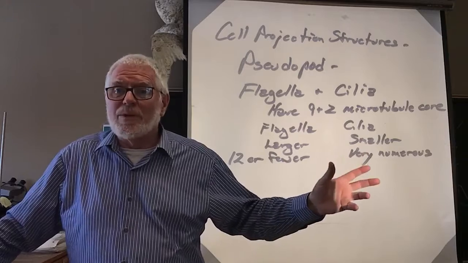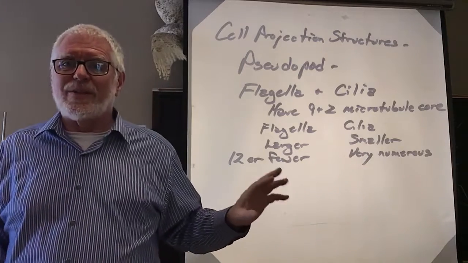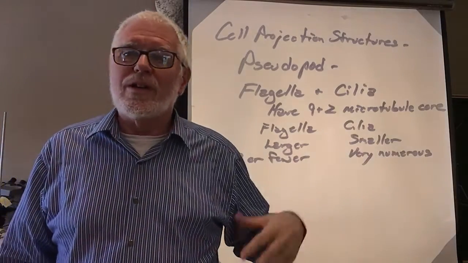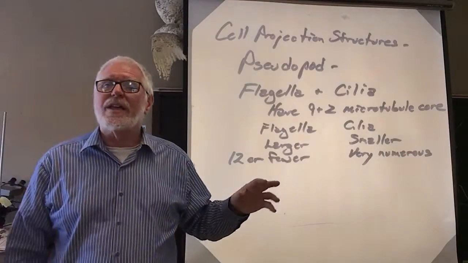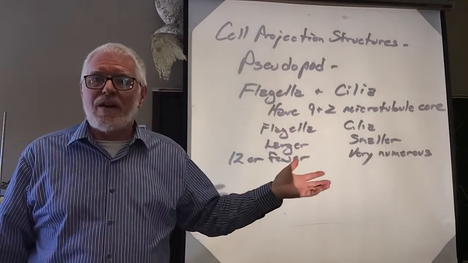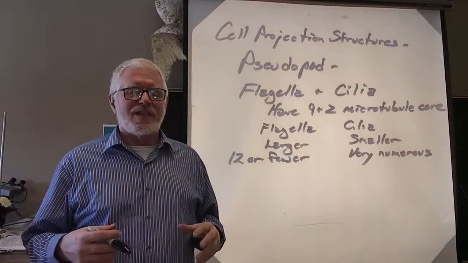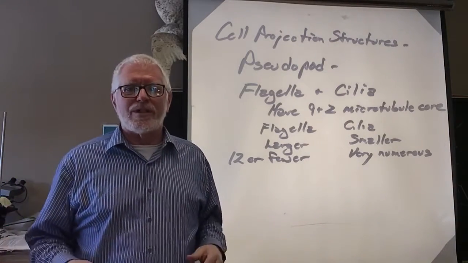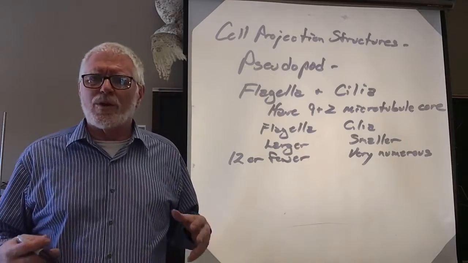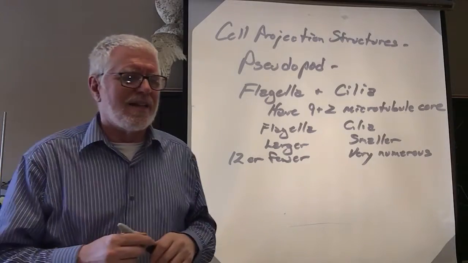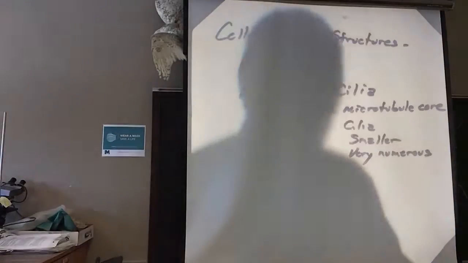I don't know that it's possible to find a ciliated cell that has 12 or fewer, because usually there's hundreds of cilia. It's common for the cells to be covered in cilia, but if they're not covered in cilia, they have bands of cilia, where again, there's hundreds and hundreds and hundreds of them. So they're very numerous. On whatever cells you find cilia on, there's very numerous.